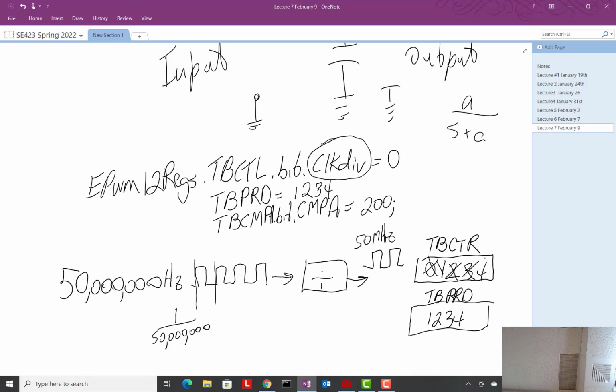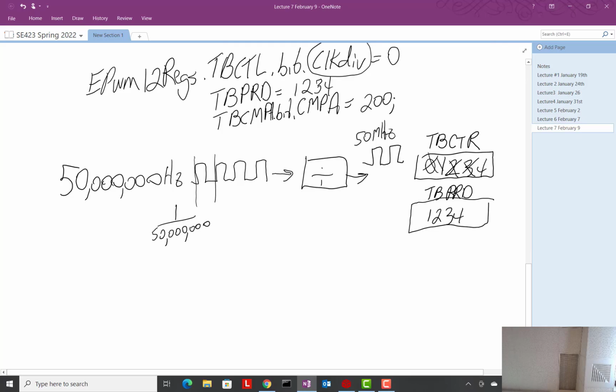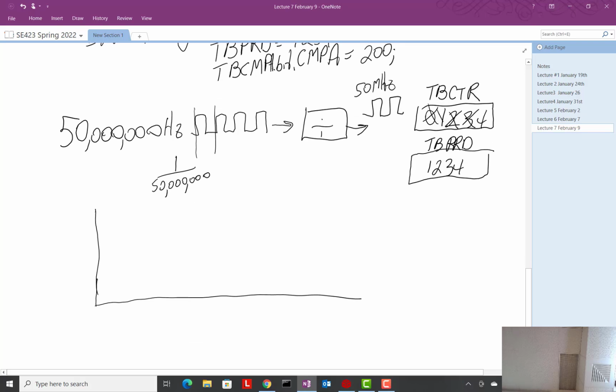Now, what the data sheet draws are timing diagrams like this. Every unit here is 1 over 50 million, or you could just do it in time. This guy counts up, up, up, up, up, up, up, up. This is the counter value until it reaches TB period, and then it resets to 0 and does it again.